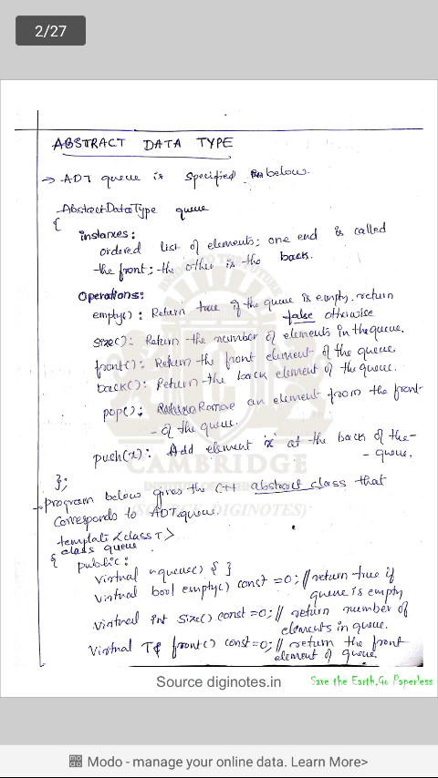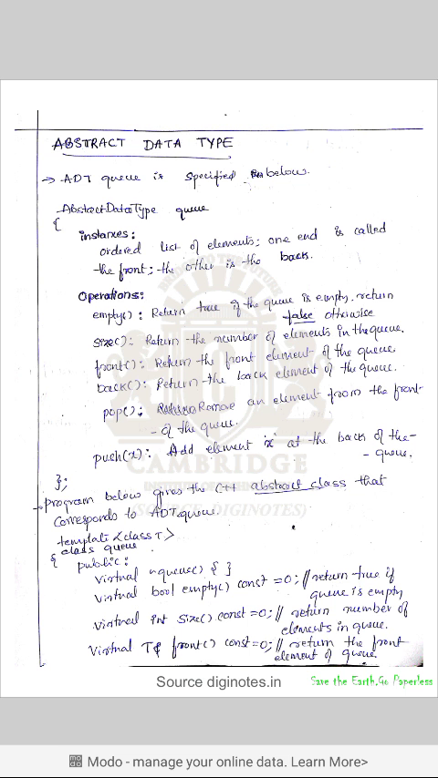Then we'll see the abstract data type. In the abstract data type of the queue, the instances are ordered lists of elements. One end is called front, the other end is back. What are the operations present in this queue? We have empty, which returns whether the queue is empty or not. Size returns the number of elements in the queue. Front returns the front element of the queue. Back returns the back element of the queue. Pop is used to delete an element from the queue. Push of X adds the element X at the back of the queue.